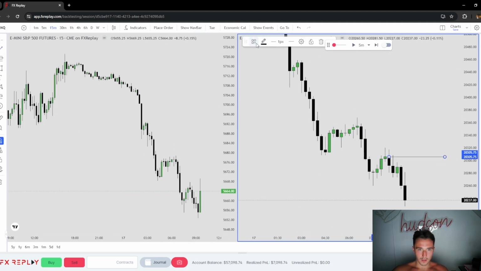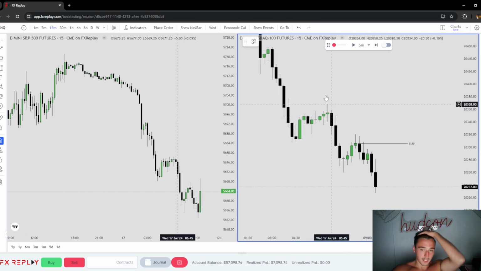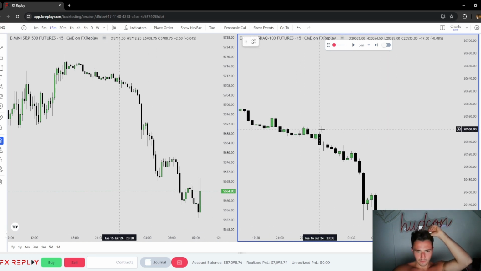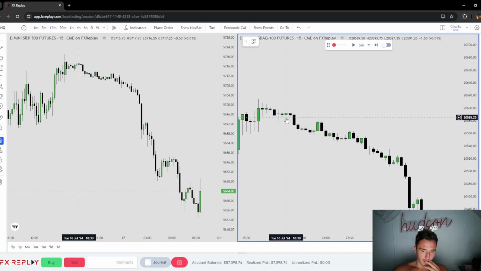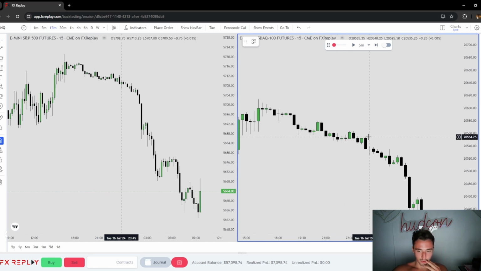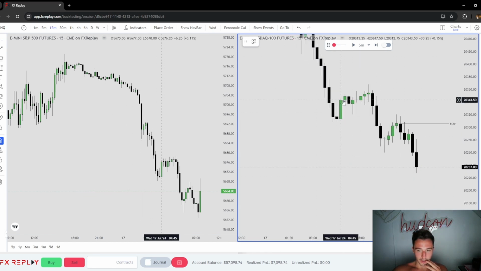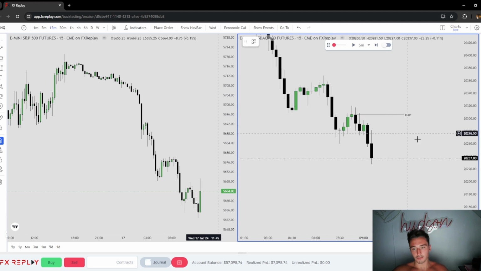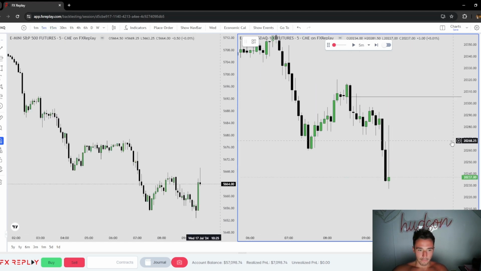8:30. Okay, so I remember ICT saying if midnight open is way up here and we don't really have the courage to trade above it, and 8:30 does the same thing, then you can expect a pretty big sell-off day, and right here we kind of see that. So, oh, we have an SMT. Damn, bruh.